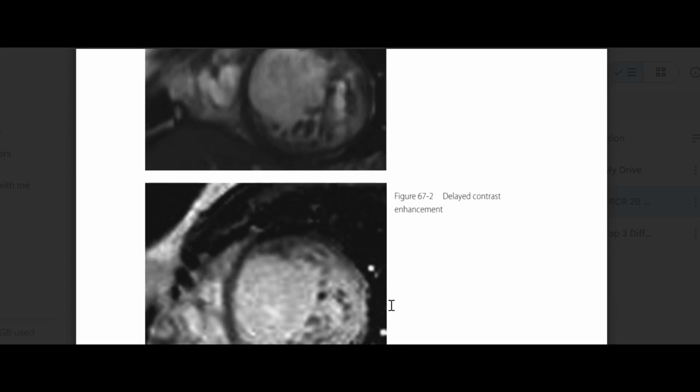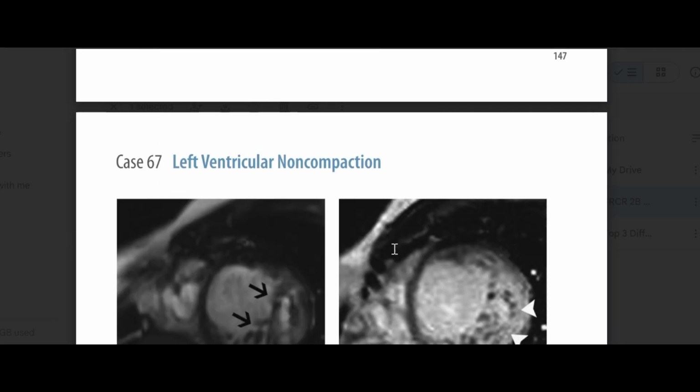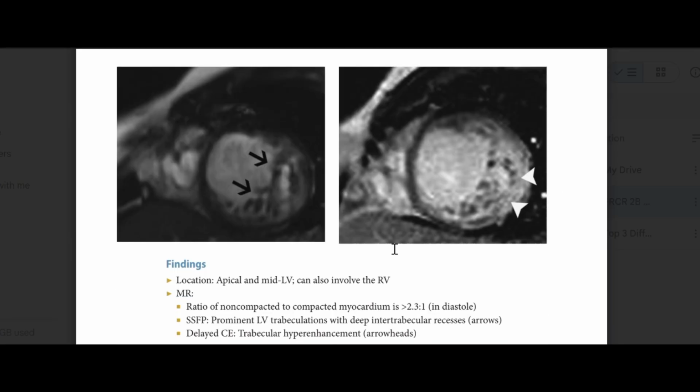Here, this is the left ventricular non-compaction. Common location is apical and mid left ventricle, and it can also involve the right ventricle. MRI finding: the ratio of non-compacted to compacted myocardium is more than 2.3 to 1.